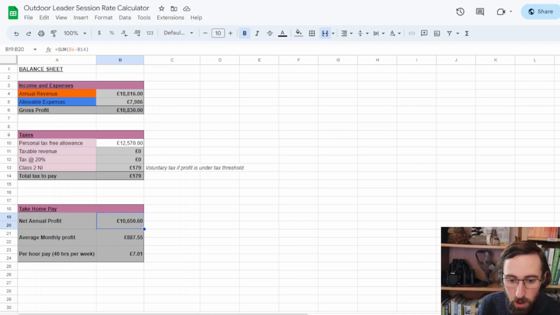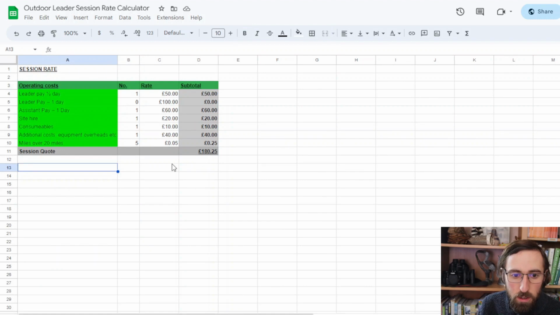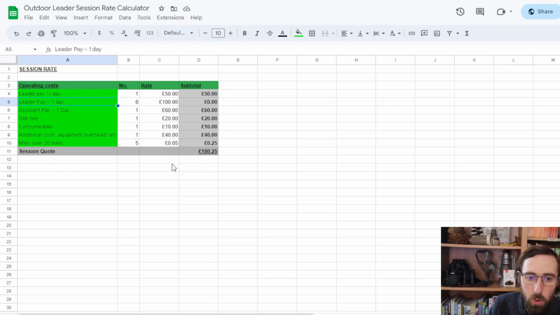I also have, as a fourth sheet, a quick and easy session rate calculator. This is just for someone who goes, okay, I've got so and so going, hey, can you run this session? It'll be for this many people over the course of the day. How much are you going to charge? And we can quickly and easily put together a quote for them.